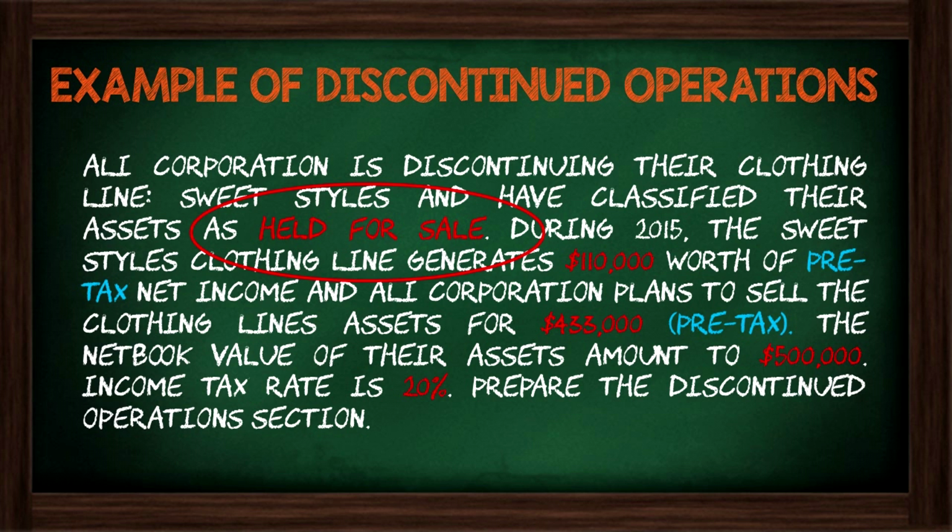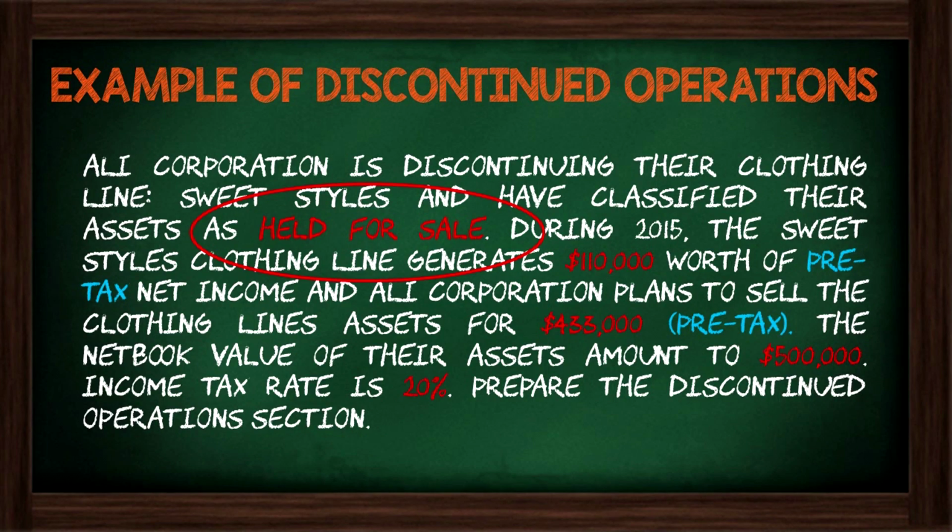That's very important, okay? During 2015, the Sweet Styles clothing line generates $110,000 worth of pre-tax net income, and Alley Corporation plans to sell the clothing line assets for $433,000 pre-tax. The net book value of their assets amount to $500,000. Income tax rate is 20%. Prepare the discontinued operations section.